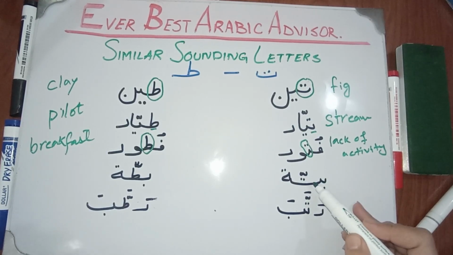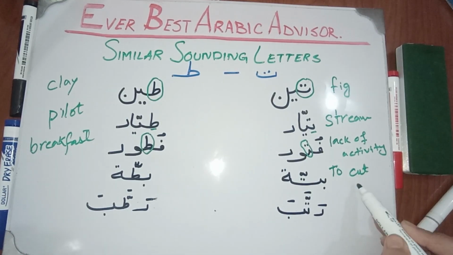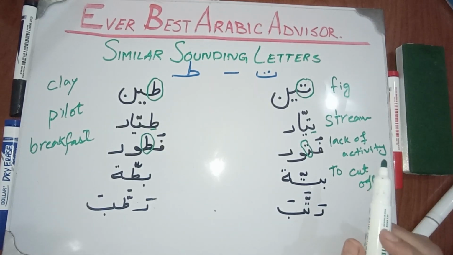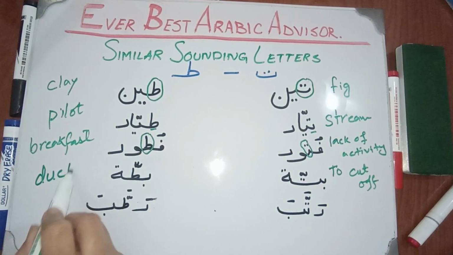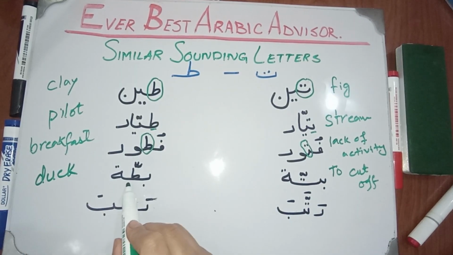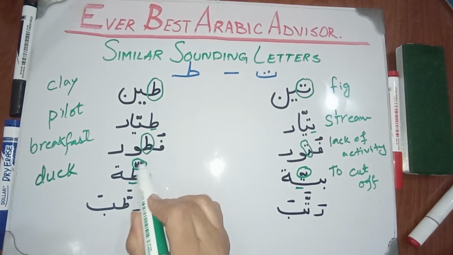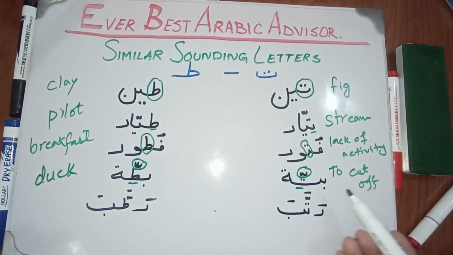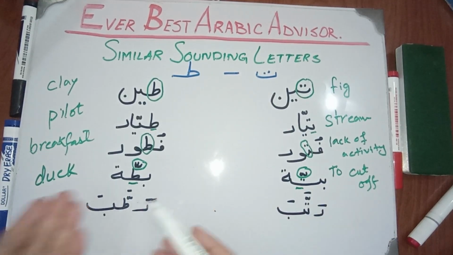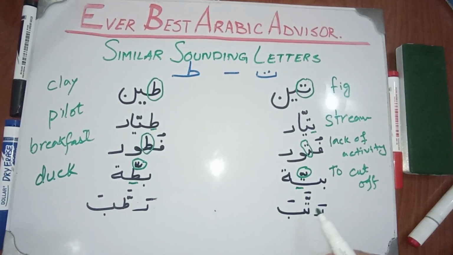The fourth word is batta, batta, to cut off. And for battah, it is a duck. The center letter, even the shadda which is over it, the sign, is the same. And all the letters before the ta and after the ta are the same. But the meaning is quite changed: to cut off and the duck.